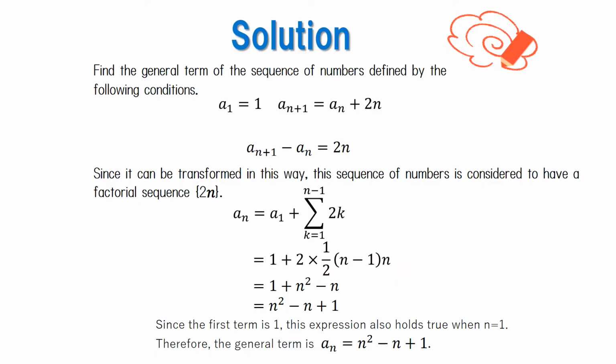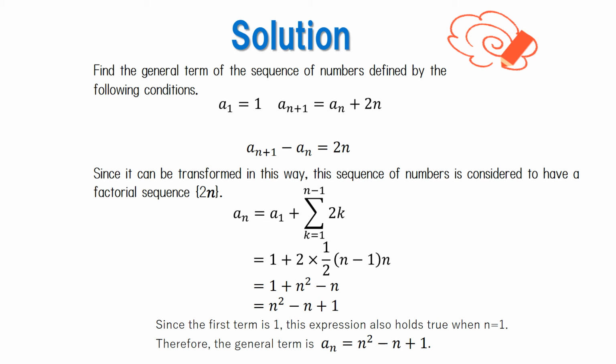Since it can be transformed as a_{n+1} minus a_n equals 2n, we know the sequence has a difference sequence of 2n. From there, we will use a formula to find the general term of a sequence of numbers with a difference sequence.